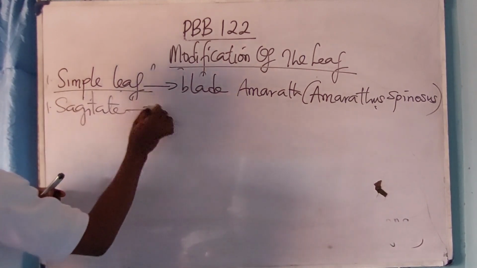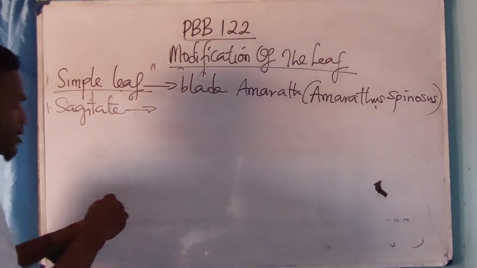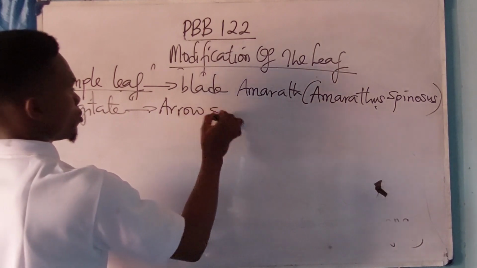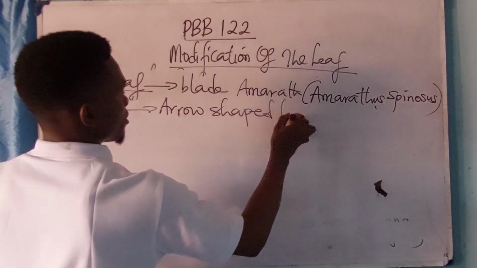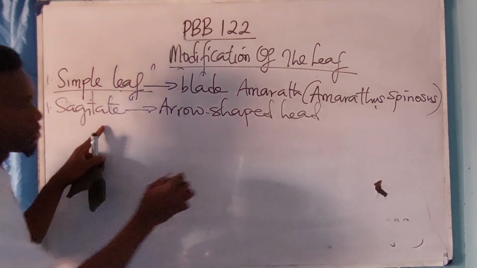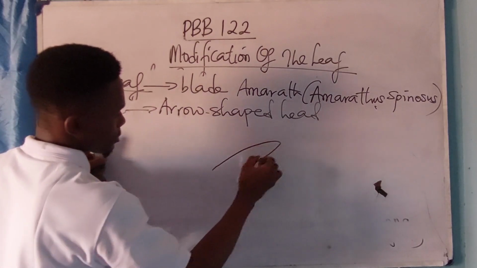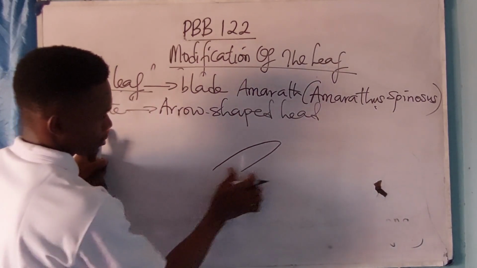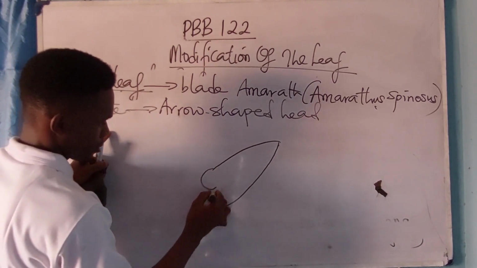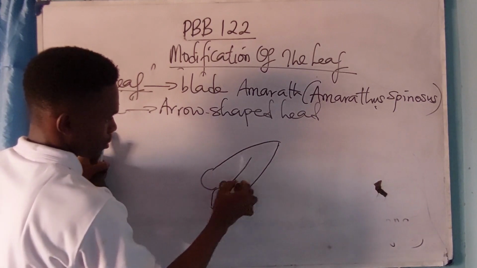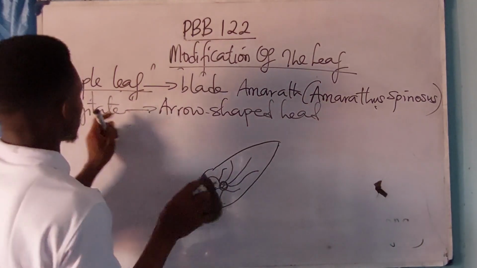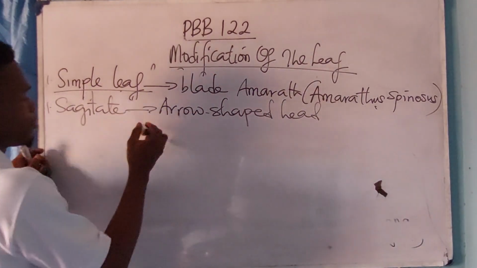Now, a leaf is said to be sagittate. A leaf is sagittate in shape when it has an arrowhead, that is arrow-shaped head. Alright? When the leaf looks like what? An arrow. Something like this. I don't know if I can draw it right now. Alright, the leaf is like this, arrowhead. Alright, so that is what? Sagittate.